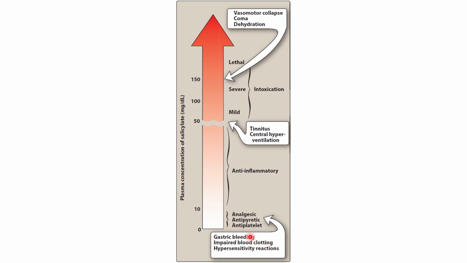So gastric bleeding, blood clotting problems and hypersensitivity reactions can also be seen as adverse effects. So mostly gastric bleeding is reported by the patients. So this is the most common side effect for the aspirin and other NSAIDs. Then if we increase the plasma concentration up to 50 milligram, we have only anti-inflammatory action that can be increased. So the higher the concentration, the higher the analgesic and anti-inflammatory action.